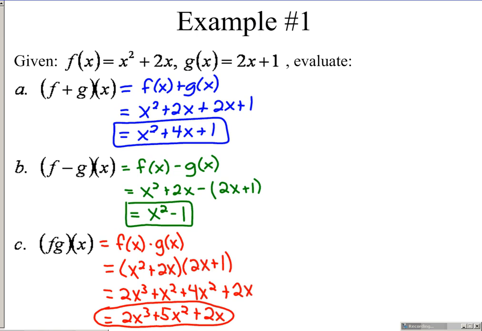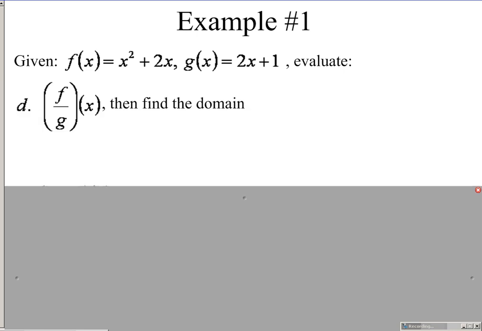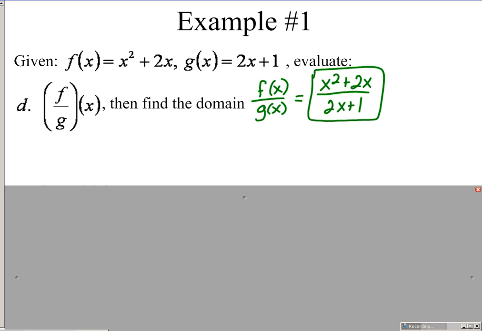So not very difficult to do these different combinations, but make sure you rewrite it first before you worry about what it is you're trying to plug in. I think it will make the problems much easier. Continuing here, letter D. Find f divided by g of x, then find the domain of the function. Well, f divided by g of x, remember, is just f of x over g of x, which is going to be x squared plus 2x divided by 2x plus 1. So there's what our new function looks like.